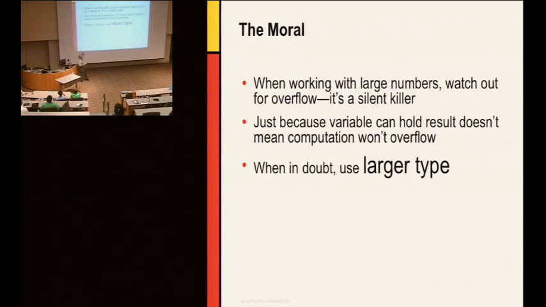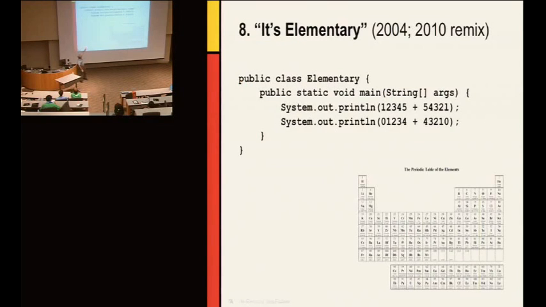Oh, sorry, wait, I forgot the moral. It's the most important part. So, when working with large numbers, watch out for overflow. It's a silent killer. By silent killer, I mean you don't get any warning. The wrong thing just happens. Even though it's a compile time constant in this case, it just does the wrong thing at runtime. So whenever you are working with very large numbers, err on the side of caution. Use a larger type. See, that's kind of a little typographical pun there. Larger type, get it? You might say I'm a font of wisdom. Yeah, sorry.